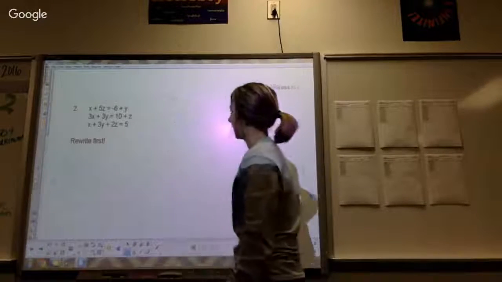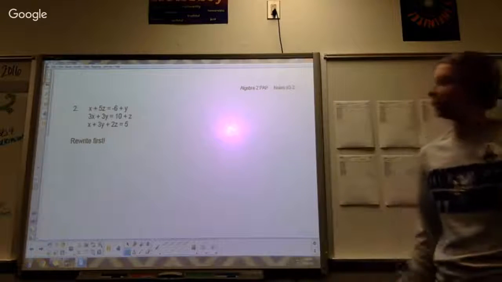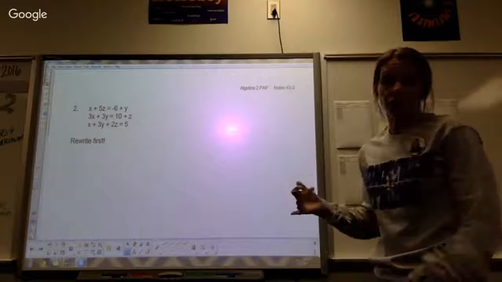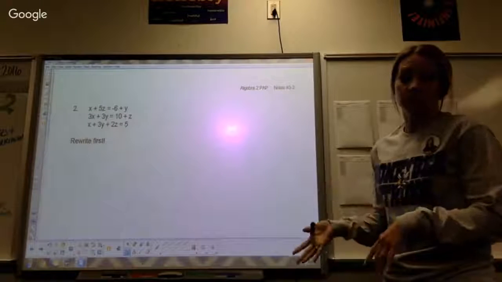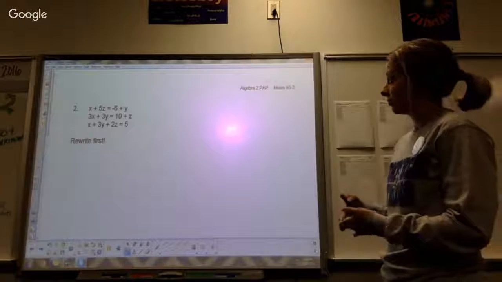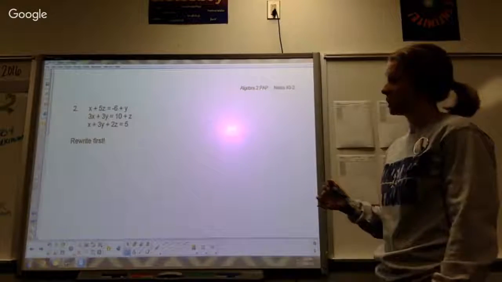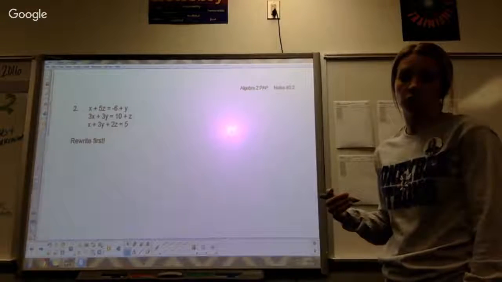Okay, let's take a look at the second problem. Notice the second problem, it's not in order. We need x plus y plus z equals the number. We need it in standard form. So we're going to have to adjust each equation, or change each equation, in order to be in standard form.